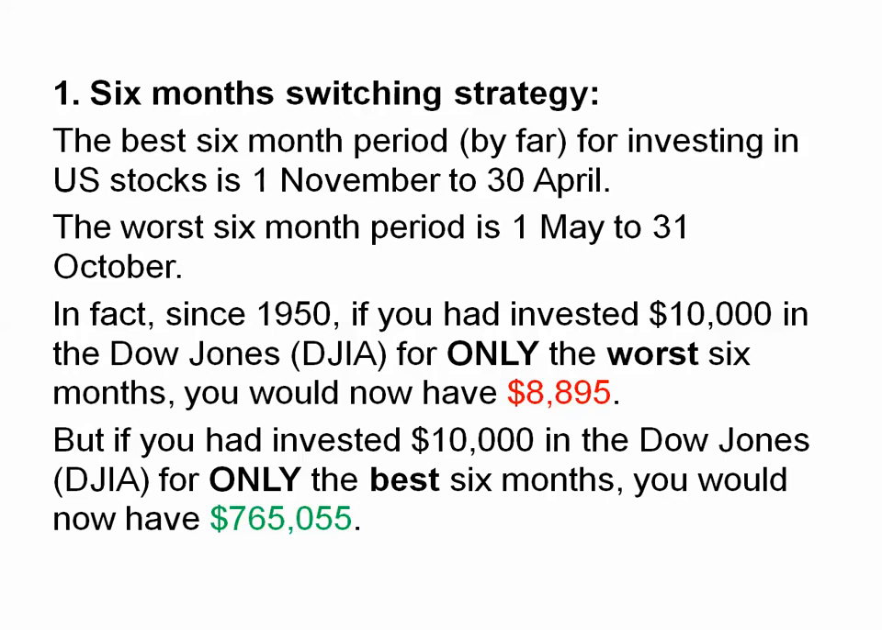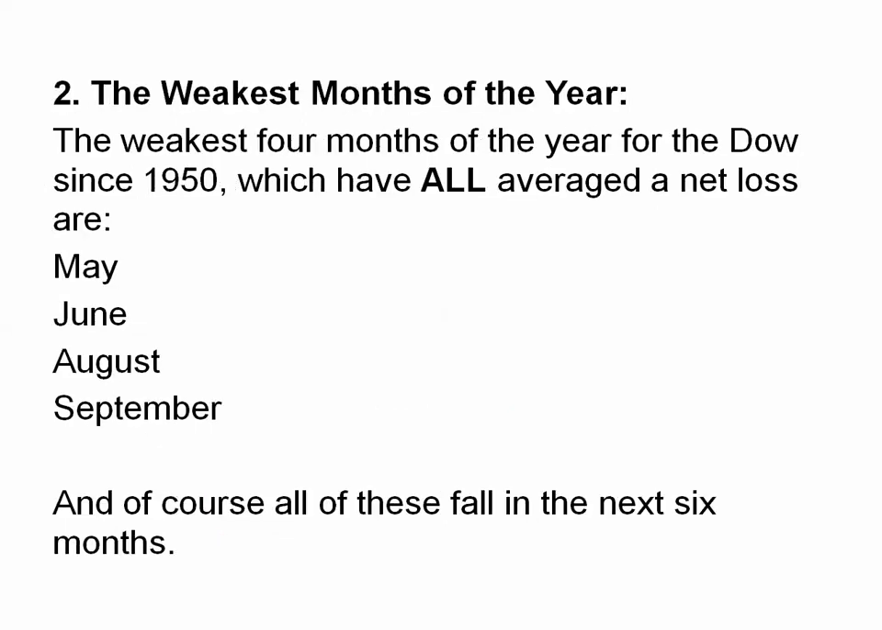However, if you'd done the opposite and you'd only invested in the best 6 months, your $10,000, believe it or not, would now be worth $765,055. An incredible difference just for investing in one 6-month period rather than the other. Amazing. Also, the weakest 4 months of the year since 1950, which have all averaged a net loss, are May, June, August and September. And of course all of those fall in the next 6 months, including the month we're in, May.